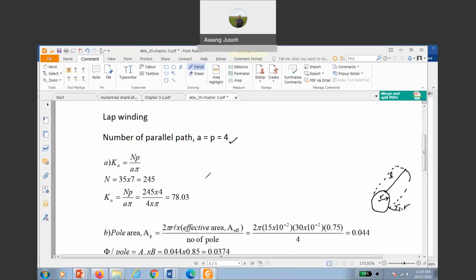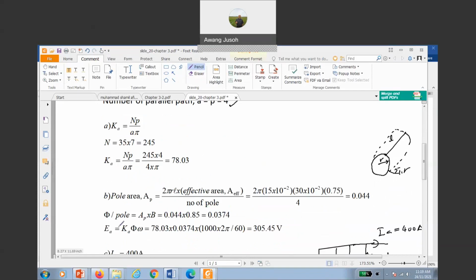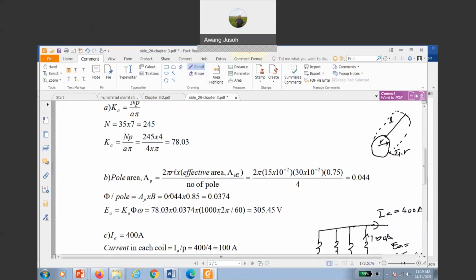Then for the second one, we are going to find the Ea, which is the voltage induced in this machine. Before that, we need to find the cross-section area first, Ap. The cross-section area equals 2 pi r, the circumference, multiplied by the length of the rotor. That gives the total area. Divide by 0.75 first, because the poles cover only 75% effective area, then divide by the number of poles, 4. Then you get 0.04, which equals Ap. Then we can find the flux per pole. Flux per pole equals A multiplied by B, where B, the flux density, is given as 0.85. Then we got the flux per pole.